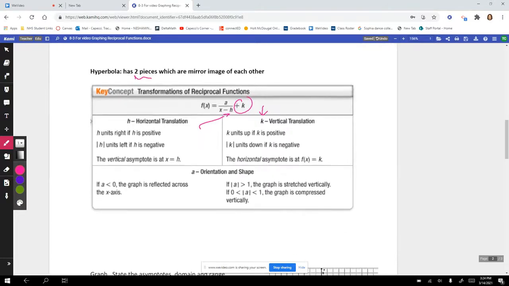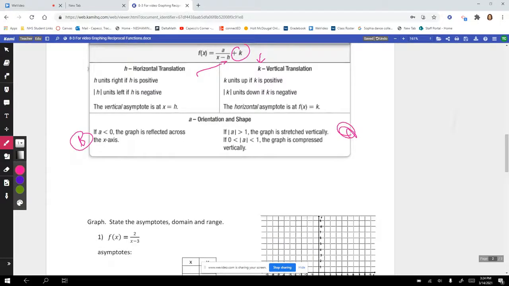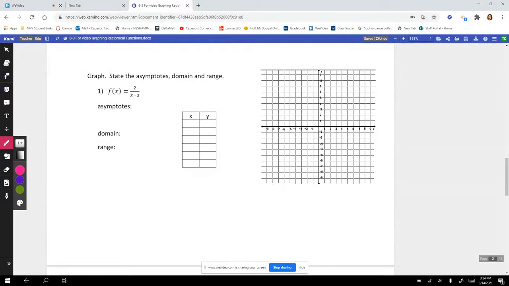Okay, and then we have some other things about a. If it's less than 0, then the graph is reflected across the x-axis, and it talks about how stretched out that graph is going to be. So we're going to use some tables for that as well. All right, let's take a look at the first one. We're going to graph it. We're going to find the domain, range, and the asymptotes. And the domain and range are also going to help us with the asymptotes and vice versa.